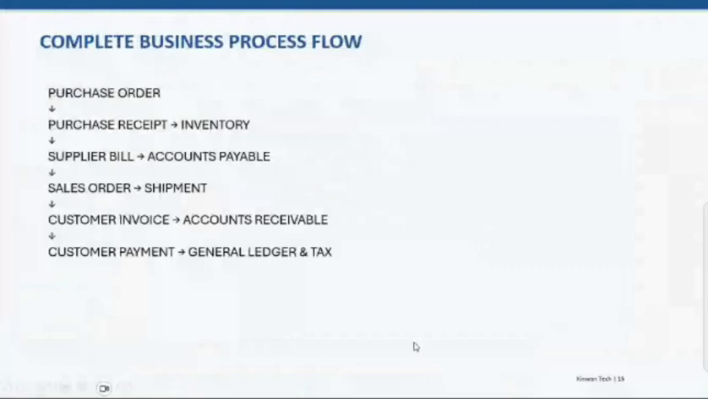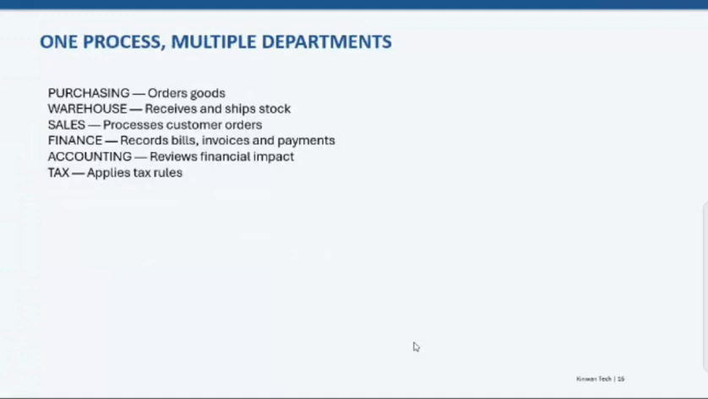So we can go to the next section and understand the complete business process flow. As you saw what we did, we created a purchase order. We created a purchase receipt which affected the inventory, the supplier's bill which is affecting the account payable, the sales order which leads to shipment, the customer invoice, the account receivable, and the customer payment affecting the general ledgers and taxes. So this is one process with multiple departments, where in purchasing we order goods, in the warehouse we receive and ship the stock, in sales we process the customer order, under finance we record bills, invoices, and payment, under accounting we review the financial impact, and under tax we apply tax rules.